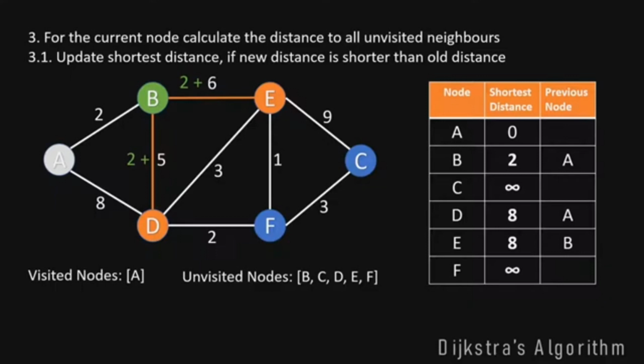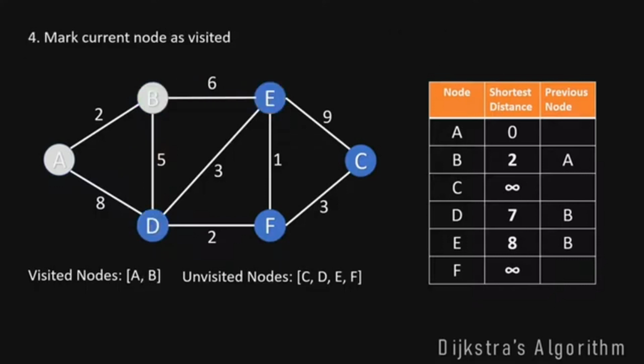So we update our shortest distance to E and set B as a previous node. Now let's look at the node D. D will now have a distance of 7, 2 plus 5 from A over B.